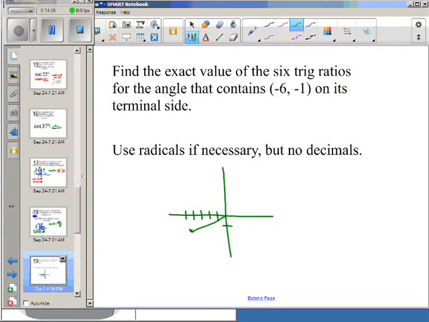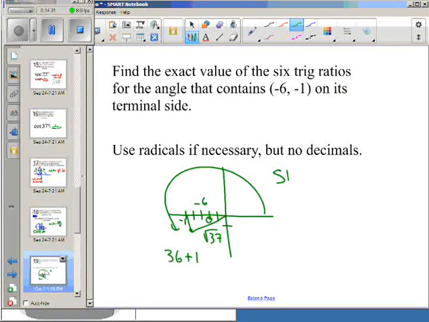So there's my angle. So this big angle can be represented by the reference angle, which is right here. So here's negative 6, here's negative 1. And I want all 6 trig ratios for this one. So I definitely need my hypotenuse. 6 squared is 36. 1 squared is 1, so this is square root of 37.